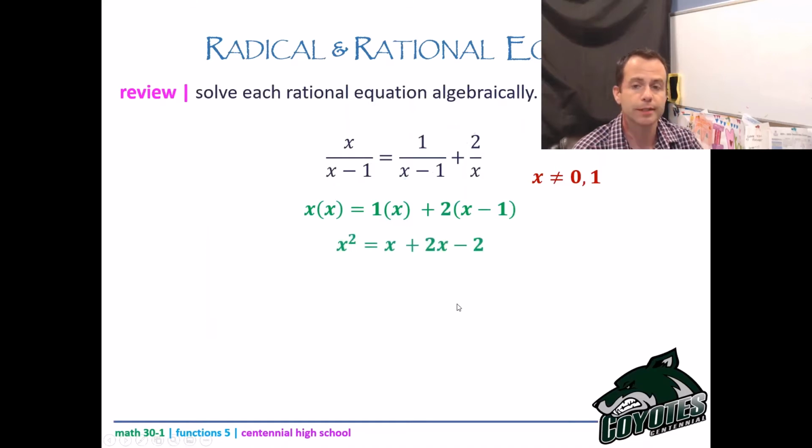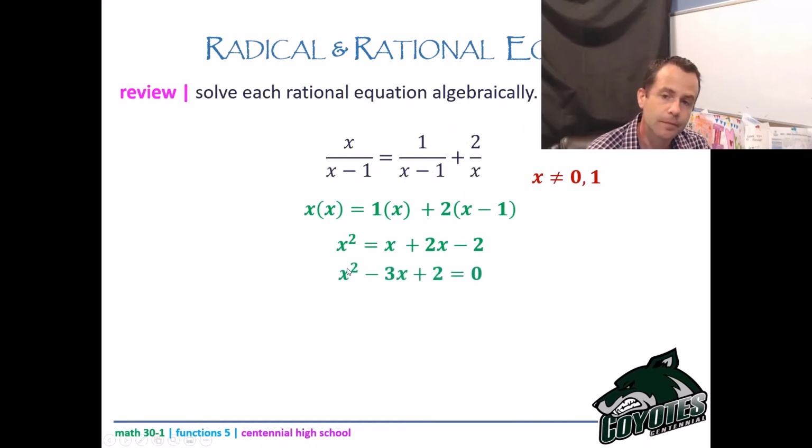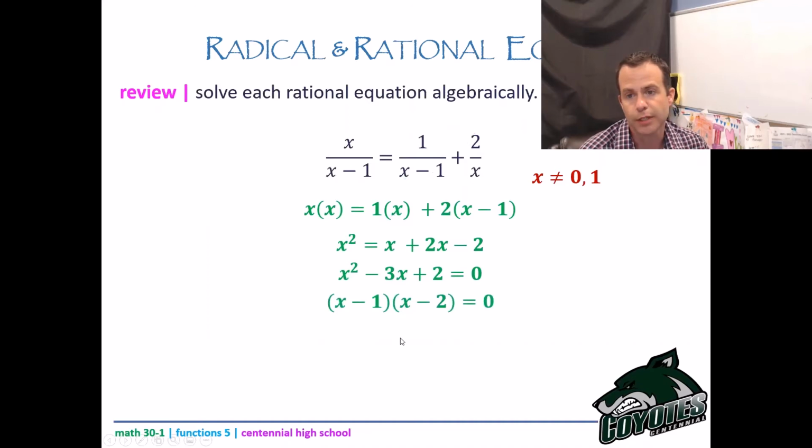Bring everything over to one side. So this is x squared minus 3x, sorry, plus 2 because my minus 2 comes over. Two numbers that multiply together to give me positive 2 and add together to give me negative 3, that would be negative 1 and negative 2, sorry. So x minus 1 and x minus 2, which means x equals 1 and 2. Again, I've got to check that against my non-permissible values. x can't equal 1, so this guy is no good, and my only valid solution would be x equals 2.